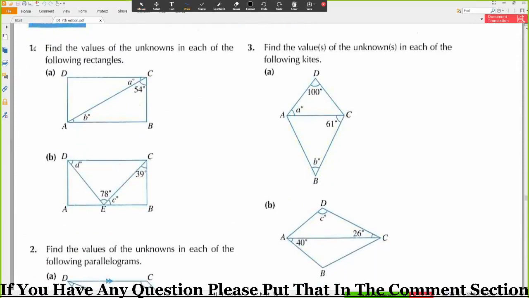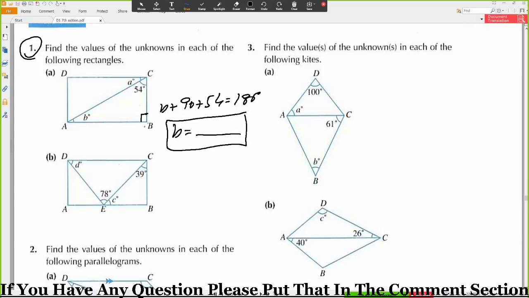Question number 1. Find the value of the unknown in each of the following rectangles. So we need to find the unknown. This angle is 90 degrees. So B plus 90 plus 54 is equal to 180 degrees. From this you can easily find the value of B.